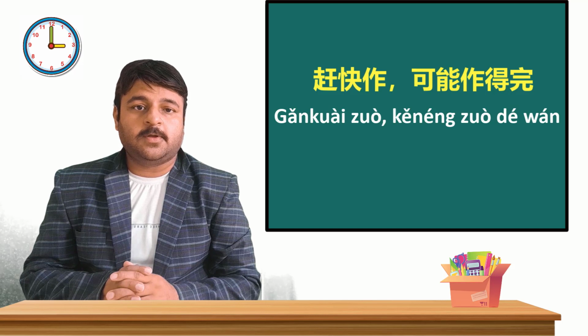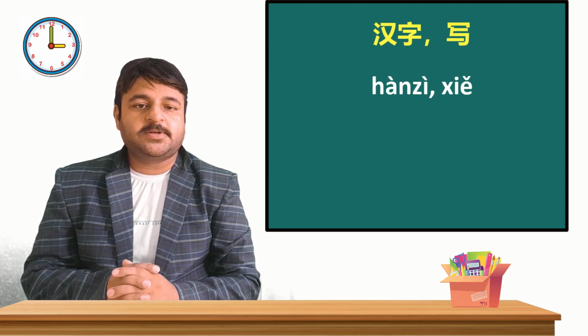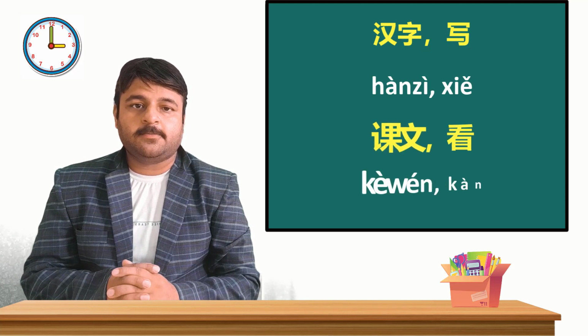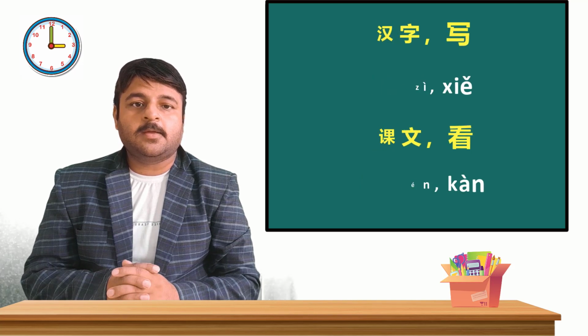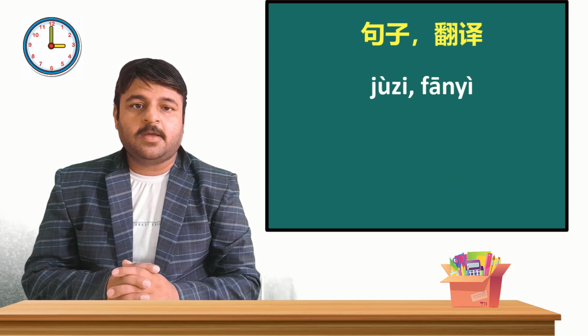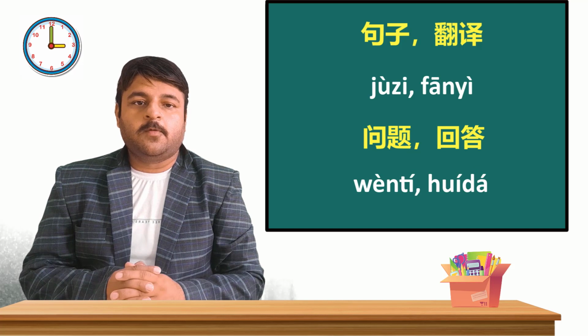Moving on to the words in the box to make replacements, making new sentences. Let us read the following words. 汉字, Chinese character. 写, to write. 课文, text. 看, to read. 句子, sentence. 翻译, translate. Then the next question. Moving on to the sixth substitution drill, let us read out the following sentence.